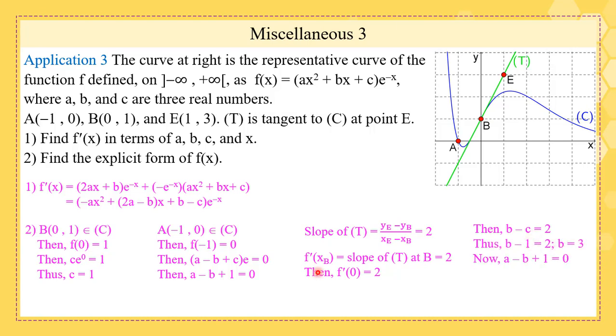Now we know from the second part that a minus b plus 1 is 0. If we replace b by 3, we get a is 2. So as a conclusion, we can say that a is 2, b is 3, and c is 1. If we replace them, we get (2x squared plus 3x plus 1) e to the power minus x. Remember, we replace them in the original equation.